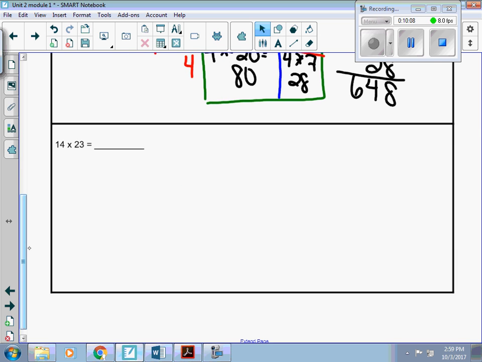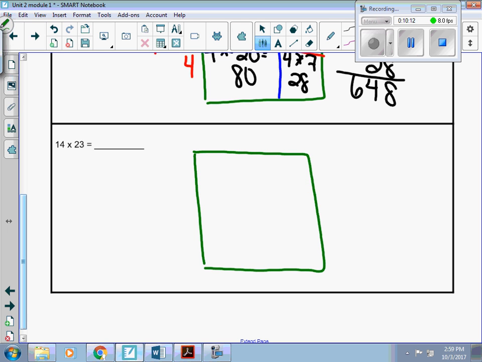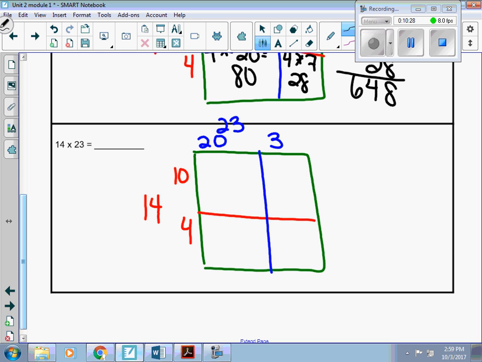And our last problem is 14, which splits up into 10 and 4, and 23, which splits up into 20 and 3. So I have 10s across the top again, and this first one is being multiplied by 20, which is 200. The second one is being multiplied by 3, so 10 times 3 is 30.